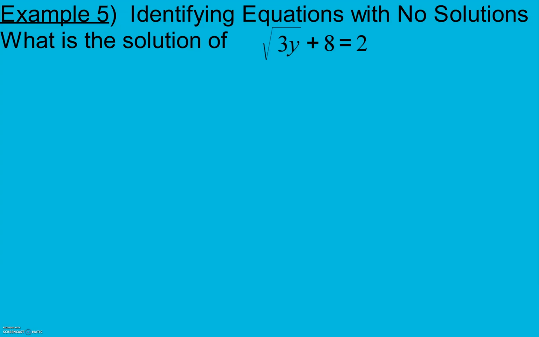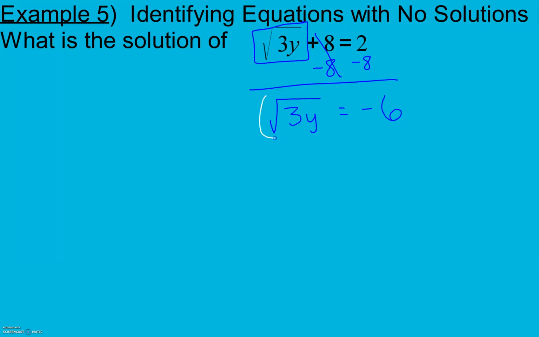Example 5 is identifying equations with no solutions. So here, we're still going to try and get our square root by itself. In order to do that, I get rid of a plus 8 by subtracting 8. The square root of 3y equals negative 6.